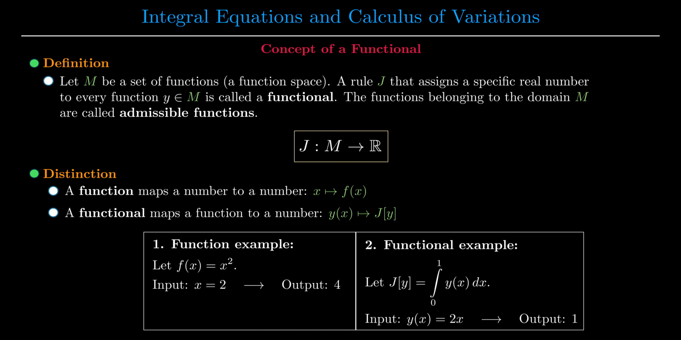For example, if f of x equals x squared, and we input x equals 2, the output is 4. But if we define a functional J of y as the integral from 0 to 1 of y of x dx, and we choose the function y of x equals 2x, then the output is 1.